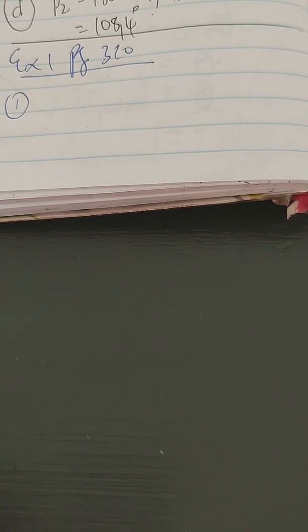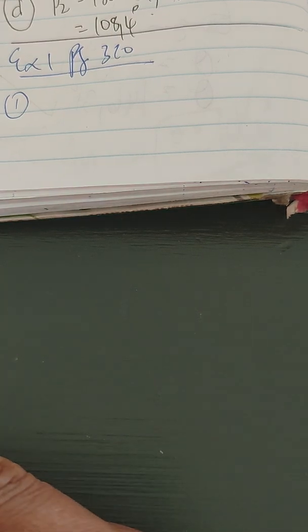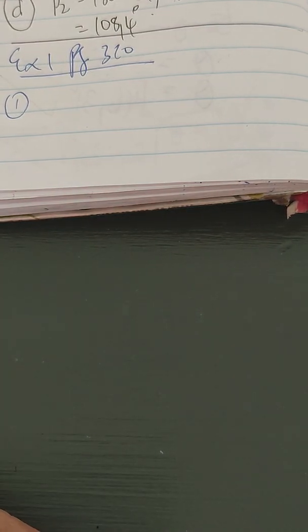Now we're looking at exercise 1 on page 320. At this point, you should have attempted all these sums and then just be checking or marking from the video now, to check where you went wrong and so on.